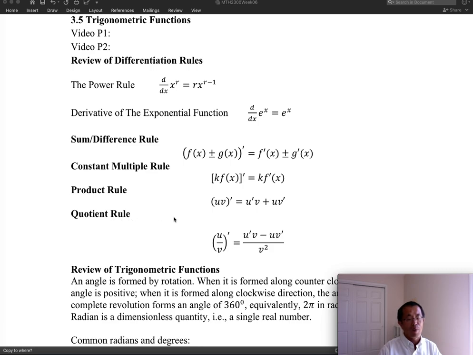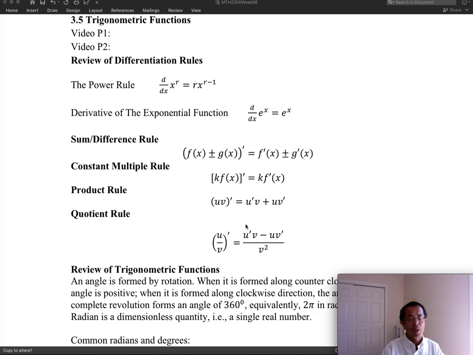Again, I would ask you to try to remember both rules, the product and the quotient, together, because they follow a similar arrangement. Let's take a quick look at the product rule. The derivative of u times v is u prime v plus u v prime. That is the product rule.